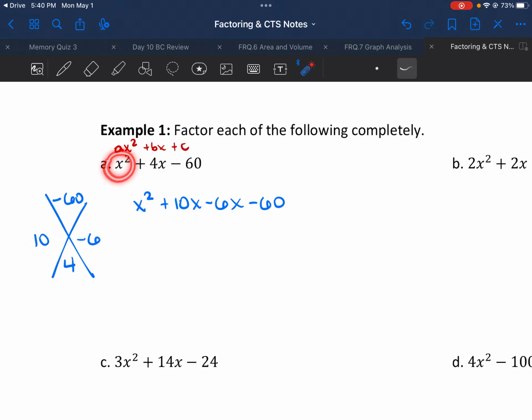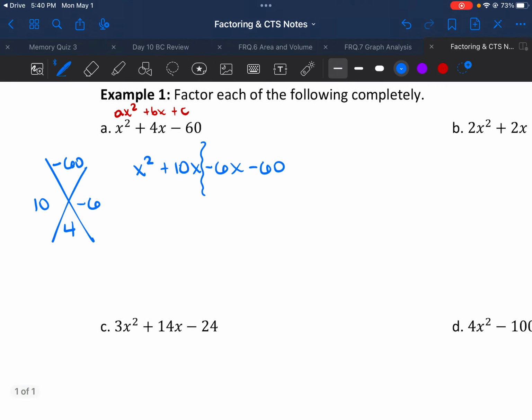The x squared stayed the same, the negative 60 stayed the same. And now we're going to split it in half. This is called factor by grouping. You're going to look at the first two terms, and you're going to factor those. If you look at x squared and 10x, they share an x in common. I'm going to factor out the x. If I factor out x from x squared plus 10x, I get x plus 10.